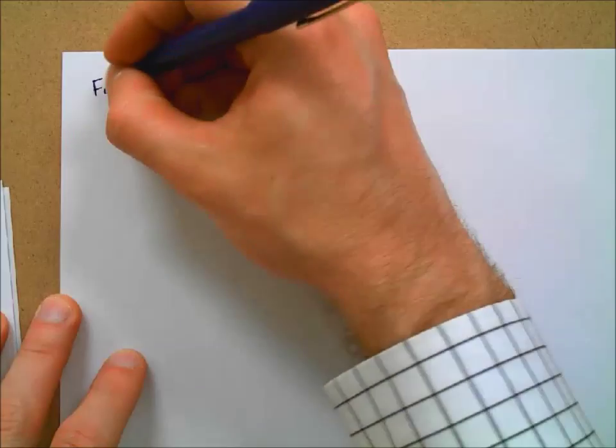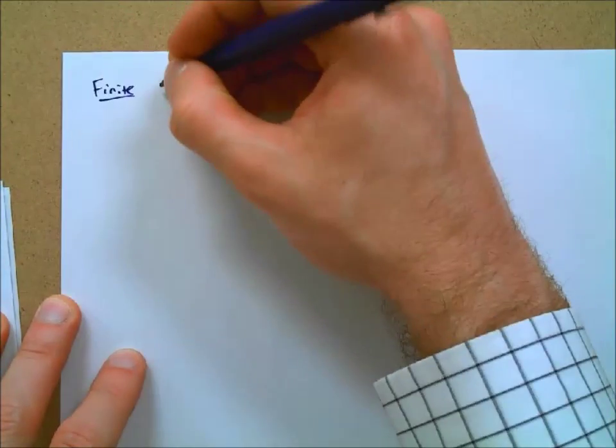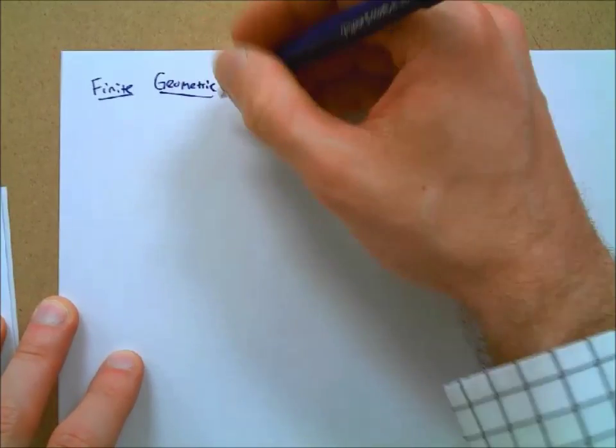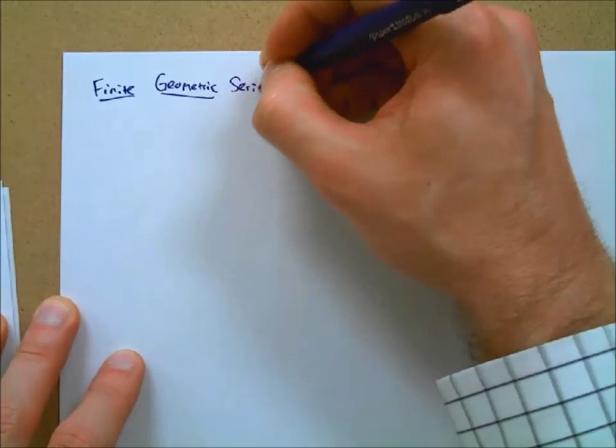Here we go. So then a geometric series, well, there's two formulas for geometric series that we're going to learn. We're going to learn how to find the sum of a finite number of terms in a geometric series.